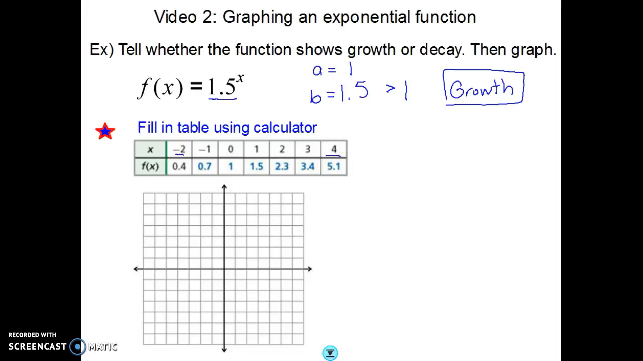Now to sketch our graph, we're just going to go ahead and plot those points. When x is -2, y is 0.4, that's right around there. -1, 0.7 is right around there. 0, 1. So again, we can notice our y-intercept is 1, which is the same as our a value that we found earlier. When x is 1, we get 1.5, 2, we get 2.3, 3, we get 3.4, and 4, we get 5.1.